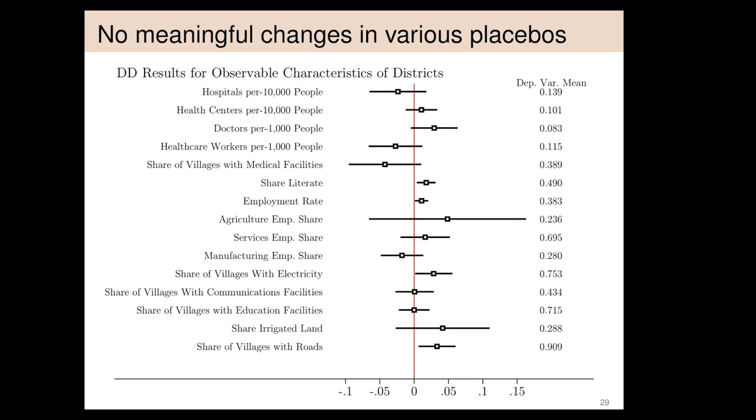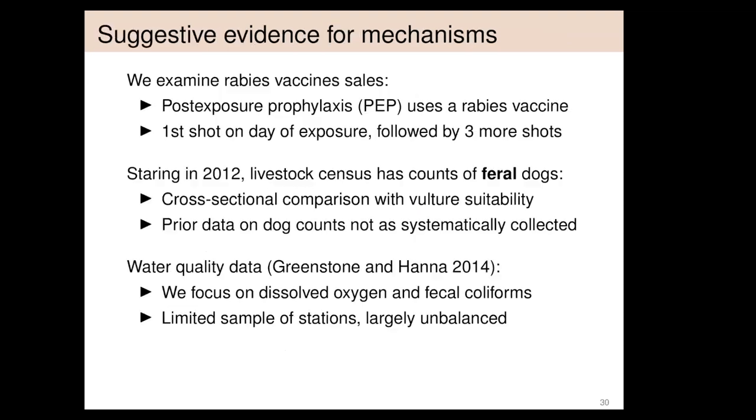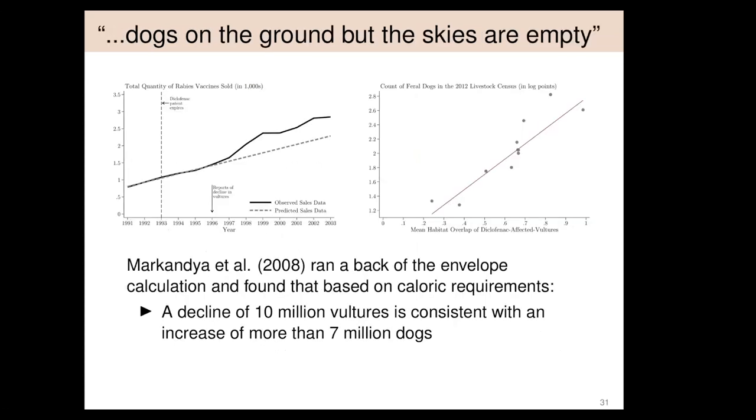So there's always a lot of other things that can change, but at least the things that we can measure pre-collapse and post-collapse around the variety of outcomes, we don't see much of a change there. I want to get into just the mechanisms quickly, and then I'll wrap up.